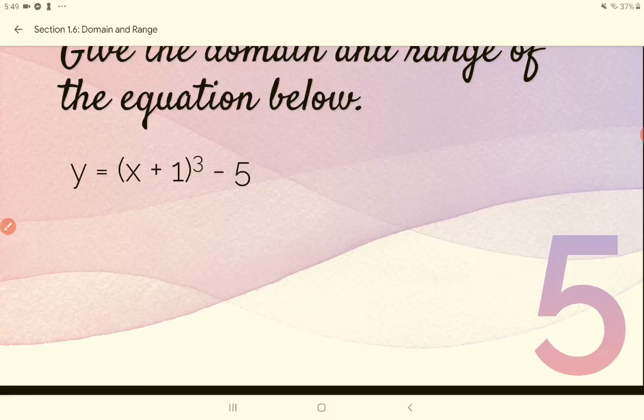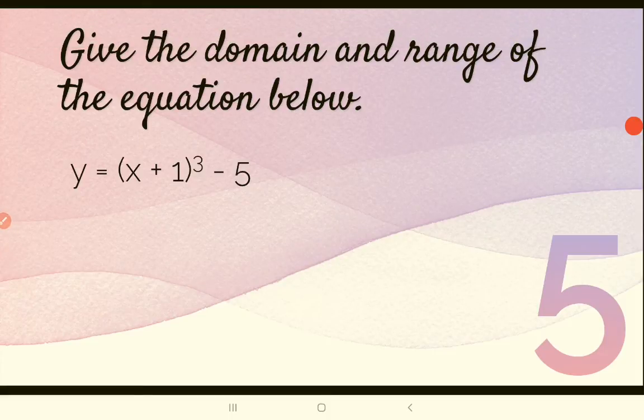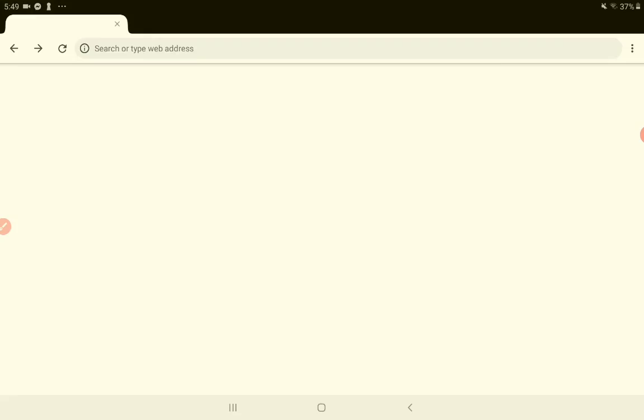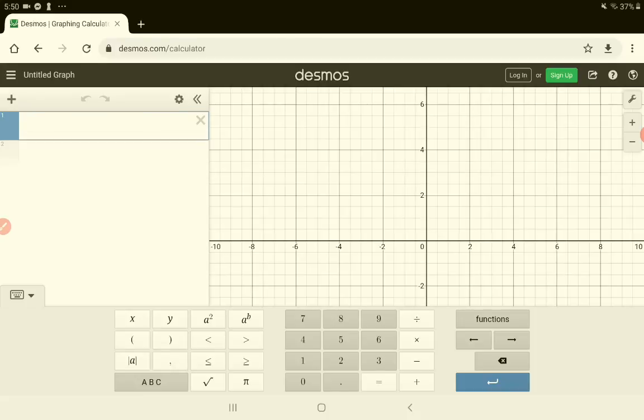Very last example that we're going to talk about, this one they don't give me a graph. So what can I do? Well, if you've got a calculator at home, a graphing calculator, you can definitely type it into that. A quick website you can use that we've talked about before is Desmos, and you can do this right here. You can type in y equals, parentheses, x plus 1 cubed.